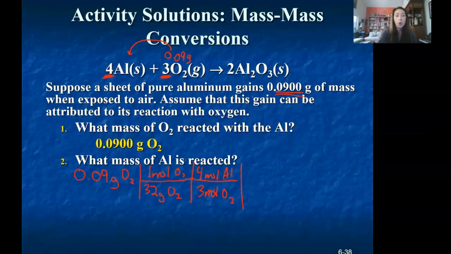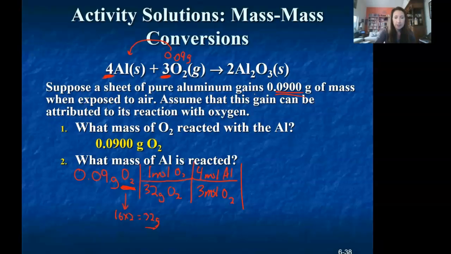Oh, great question. Why 32 grams? This is O2, so we have to have 16 times 2. And that's why we have 32 grams.